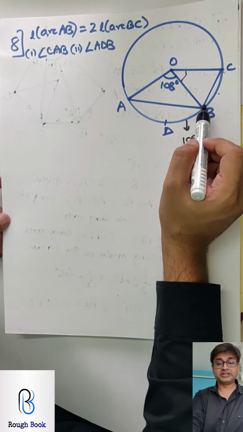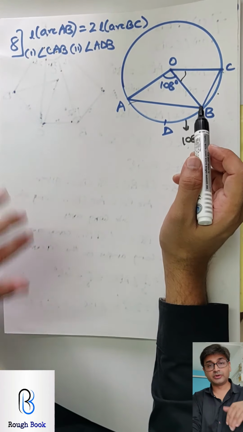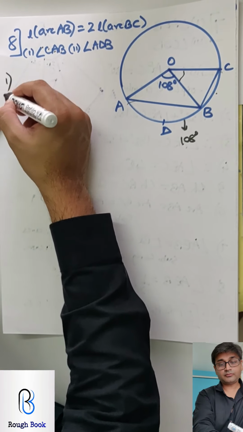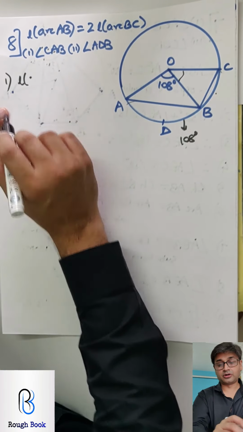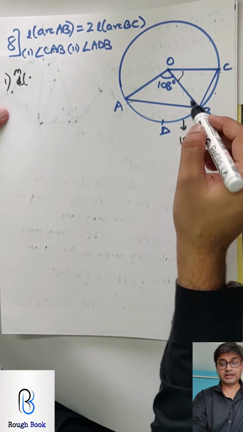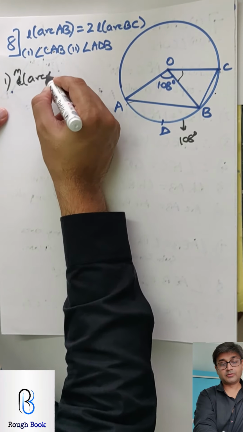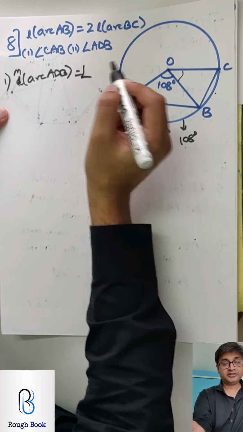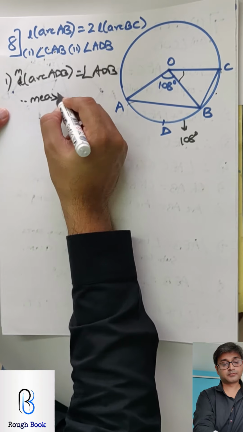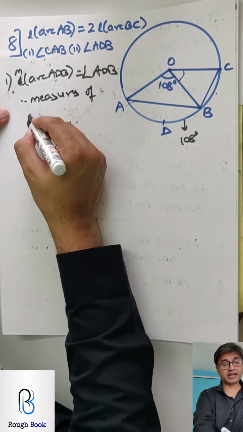Then we'll talk about CAB. How to reach here, we'll talk later. First let's reach here, okay? So number 1, measure of arc ADB is equal to angle AOB. Reason, measure of central angle.